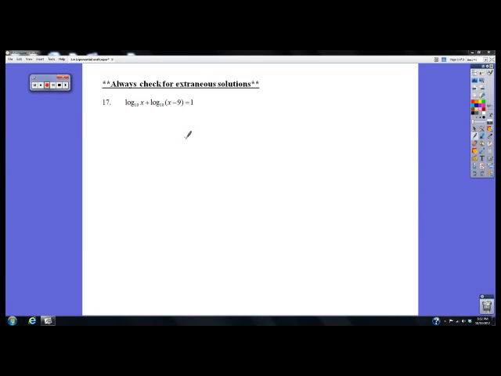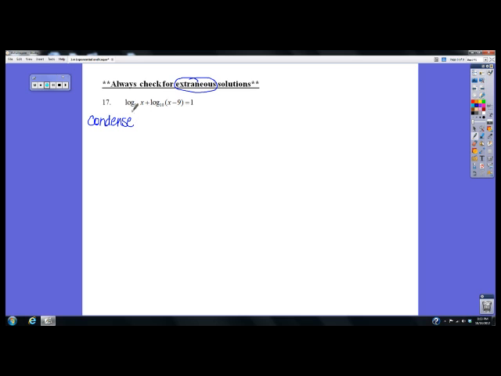One thing you need to be careful of when working with logarithms is when extraneous solutions pop up. Sometimes you'll get some extra answers that aren't really answers, so you need to watch out for that, and I'll show you what happens on this problem. Number 17, the first thing you need to do is condense.